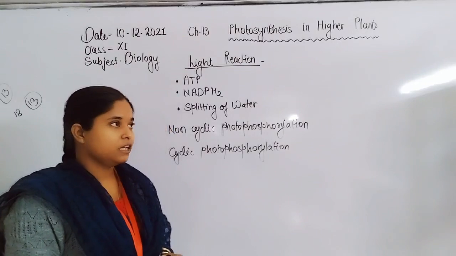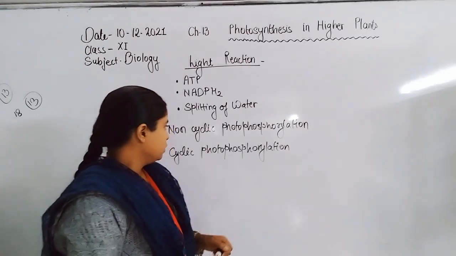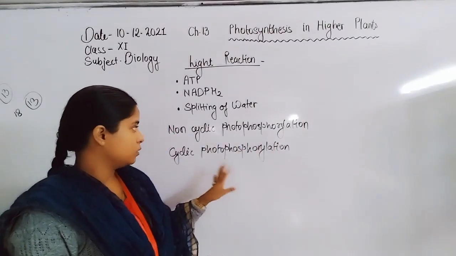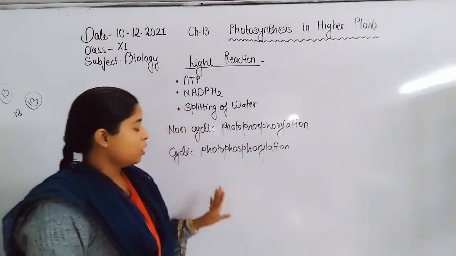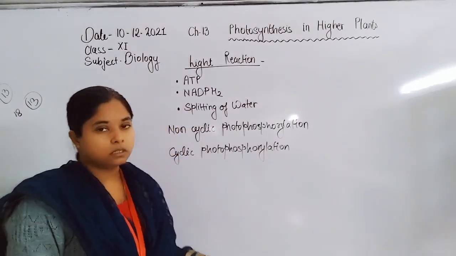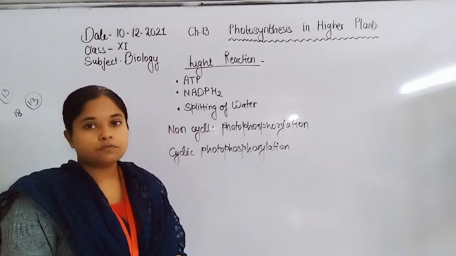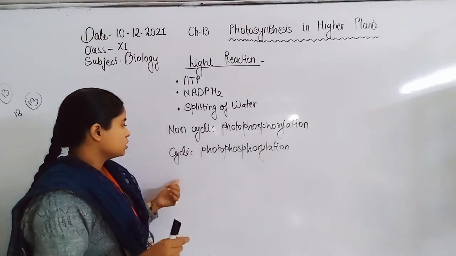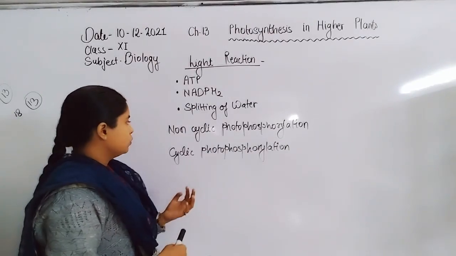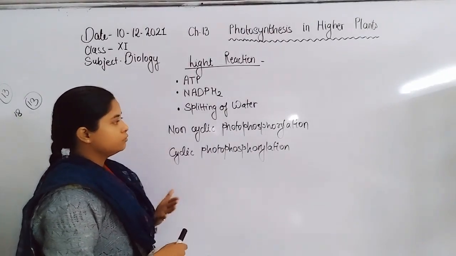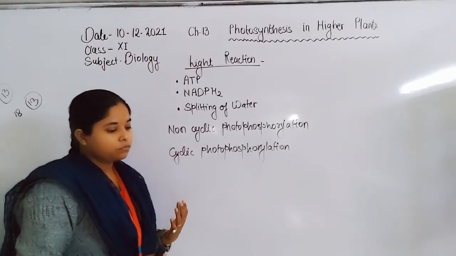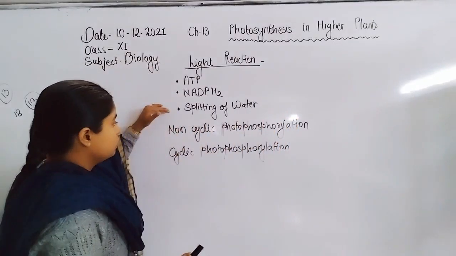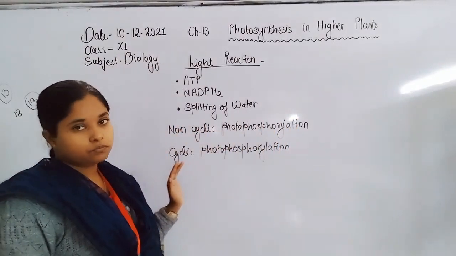Non-cyclic photophosphorylation is the synthesis of ATP and NADPH2, where both get synthesized. In cyclic photophosphorylation, only the synthesis of ATP takes place, and the transfer of electrons also happens in a cyclic manner. So these two processes take place in cyclic photophosphorylation, whereas in non-cyclic photophosphorylation the synthesis of ATP, NADPH2 and the splitting of water, all three processes, take place.